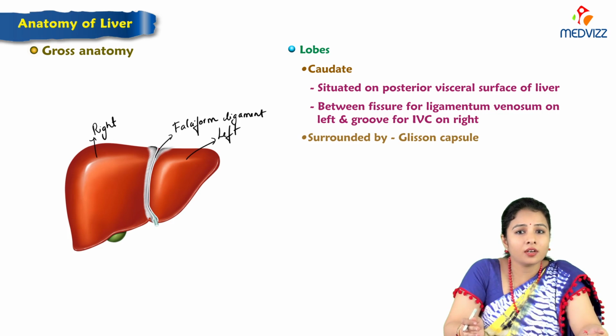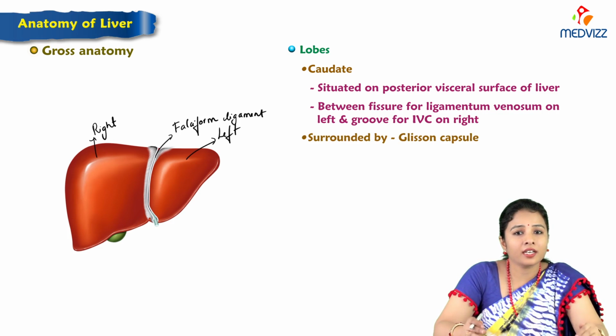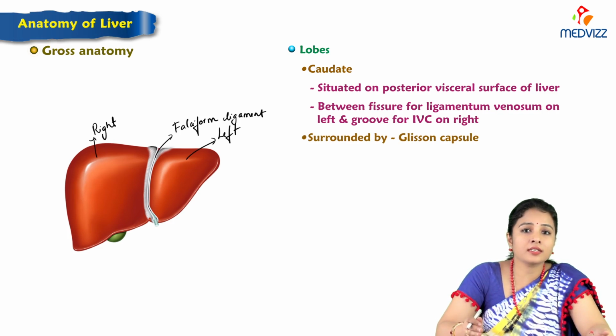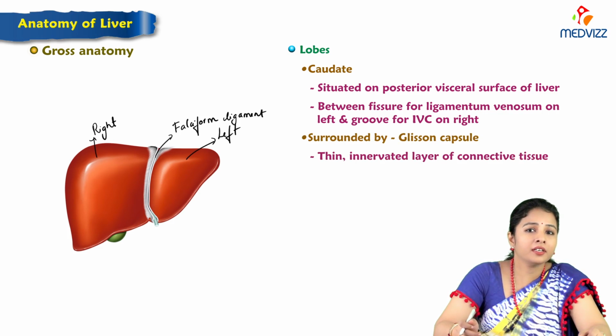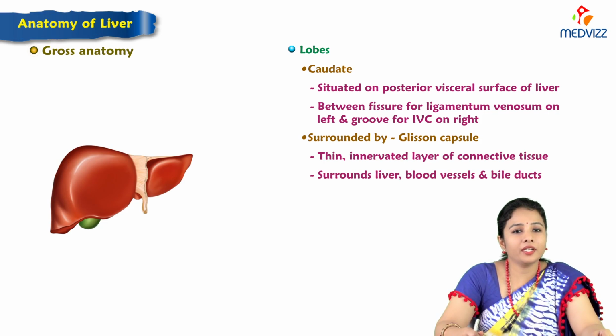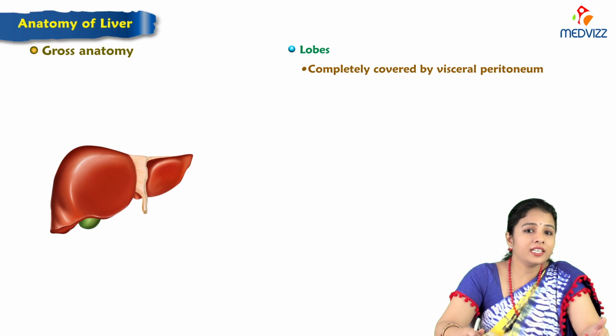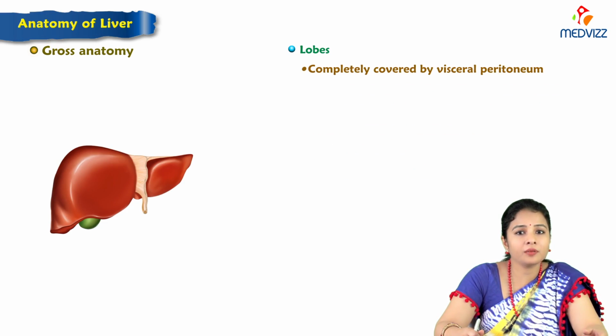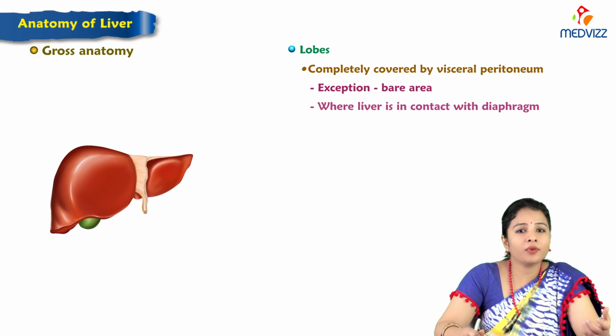And liver is surrounded by a thin connective tissue which is called as Glisson's capsule. Glisson's capsule is a thin innervated layer of connective tissue that surrounds the liver, blood vessels and bile ducts. Liver is a peritoneal organ. It is completely covered by the visceral peritoneum, with the exception of bare area, which is where the liver is in contact with the diaphragm.